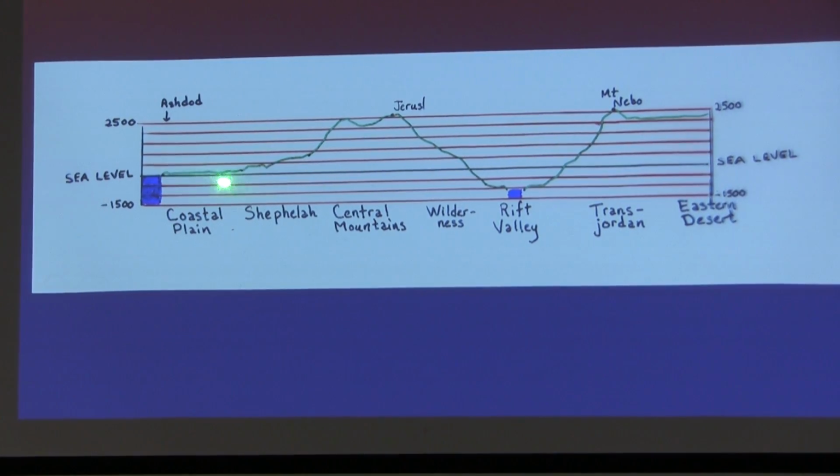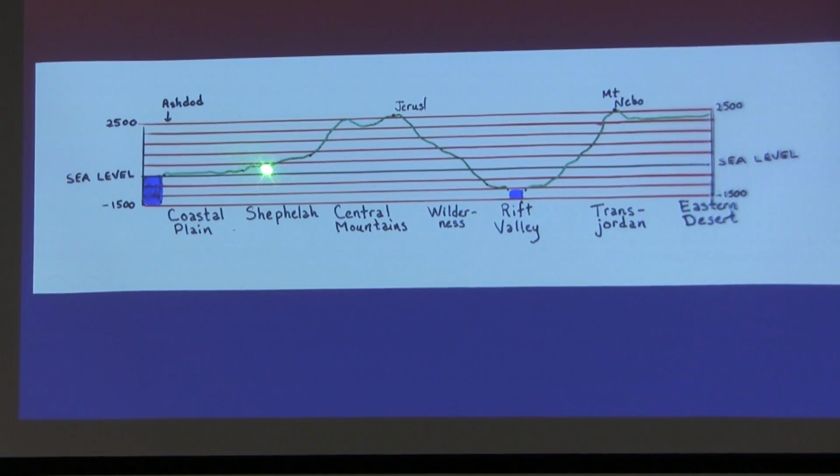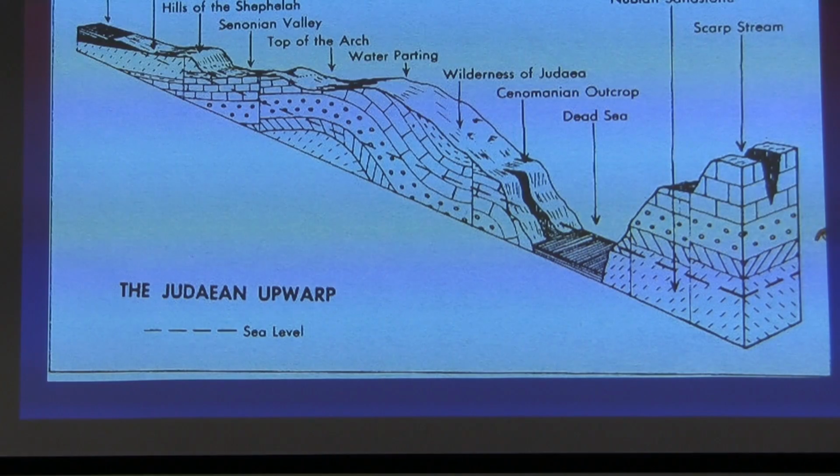Here's our coastal plain, close to sea level. Notice the Shephelah, even though at one time it was higher before anticlines and erosion, is now, again, really low down in contrast to our central mountain range. Here would be our location of Jerusalem. Here's our rain shadow in the wilderness, and then the Rift Valley significantly below sea level, Transjordan again, and then the eastern desert. So there's a slice across to help us see what that might be like.